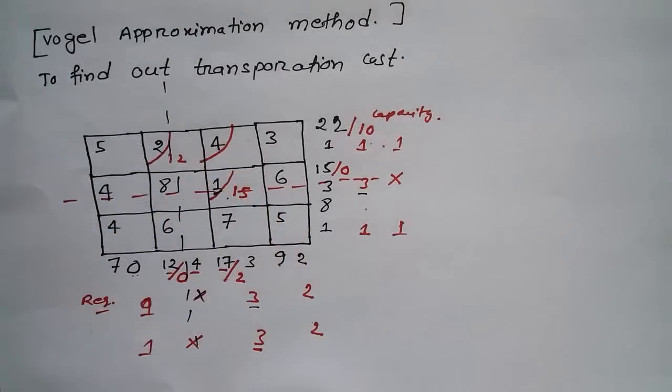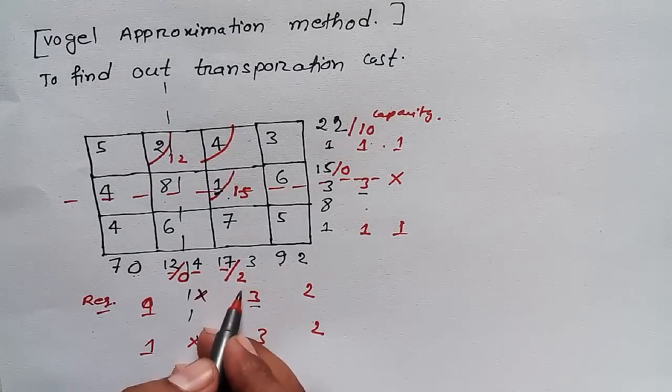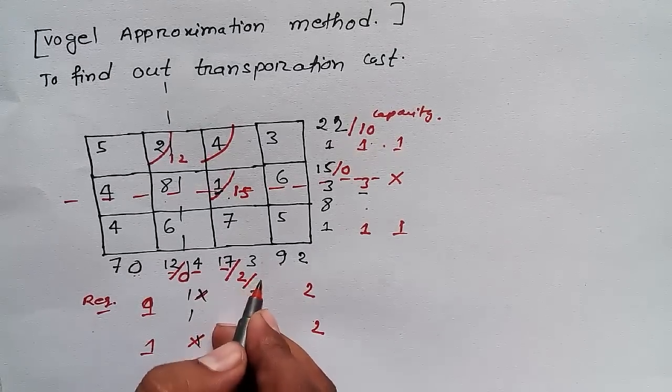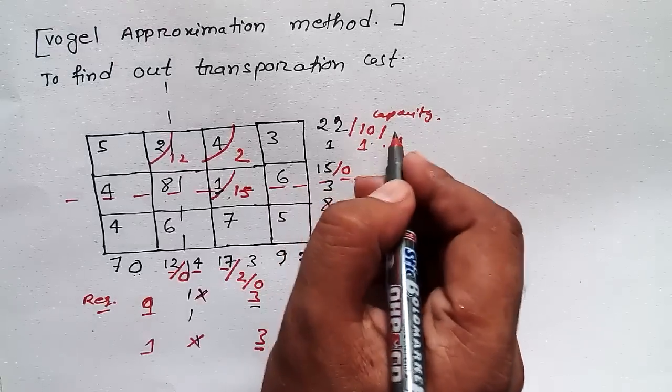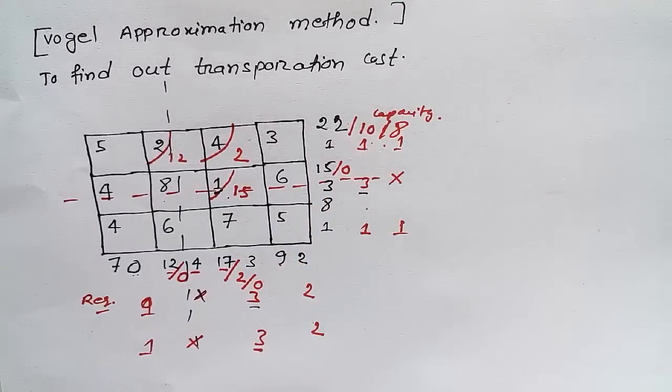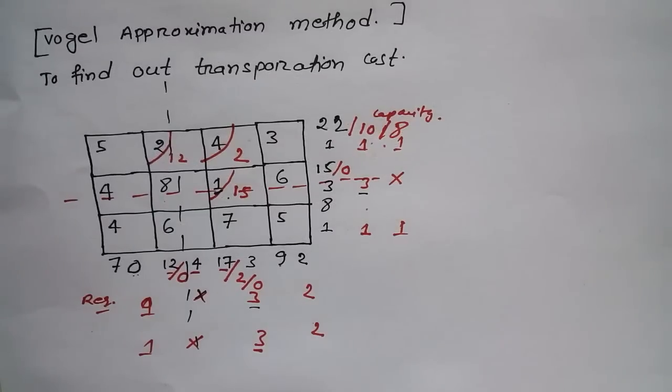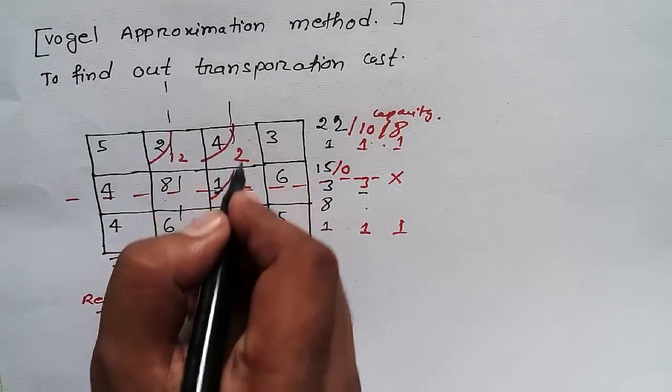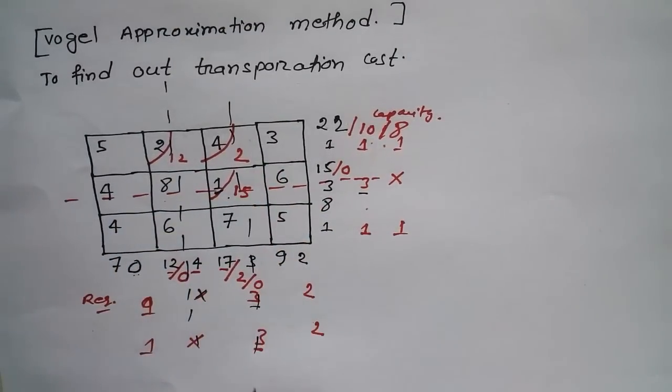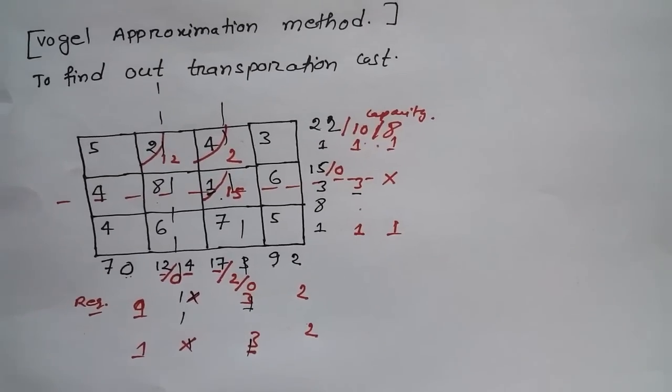So let me just make a curve. Here we have only 2 requirement, so we'll just give 2 because we are having capacity is 10, so remaining capacity would be 8. Now we just need to draw a line which shows that we have done with this column.